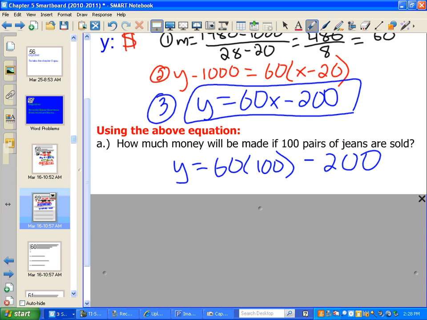Awesome. Good. X is jeans. We're trying to find total cost. So go ahead and solve that using order of operations. How much money did American Eagle make by selling 100 pairs of jeans? Andy. Say that again. No.